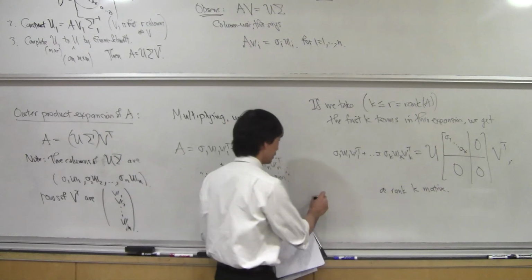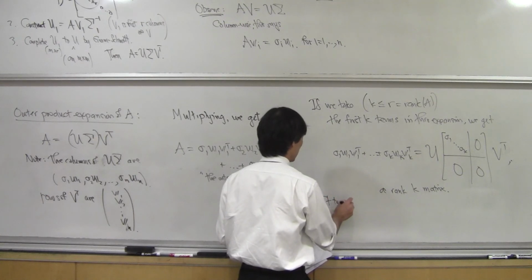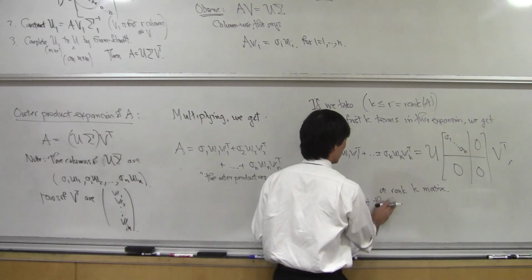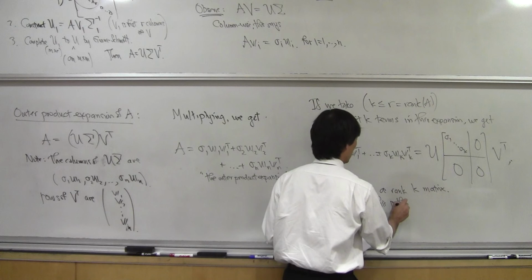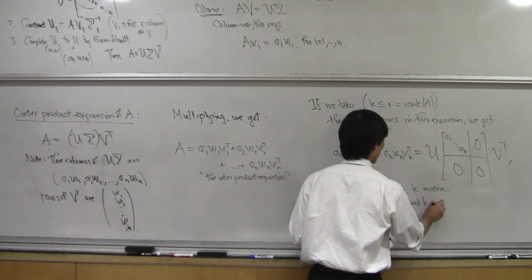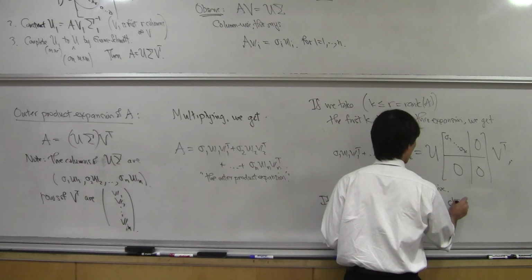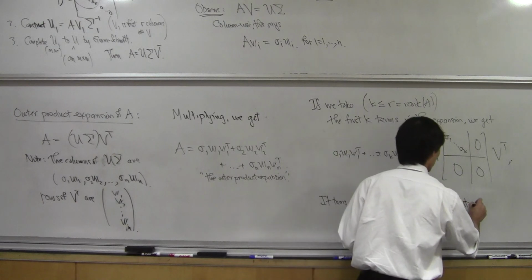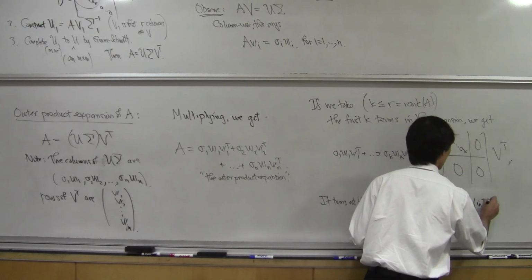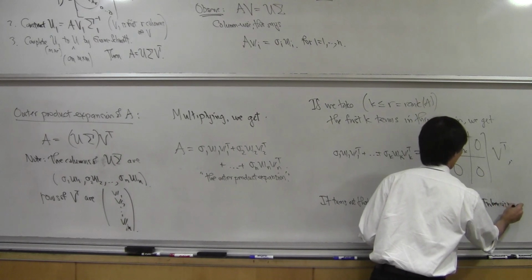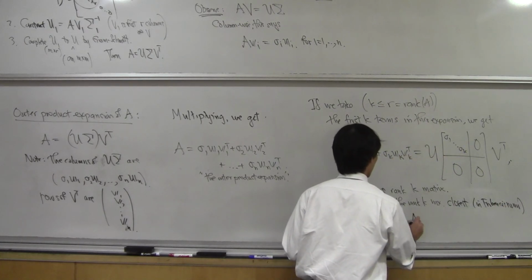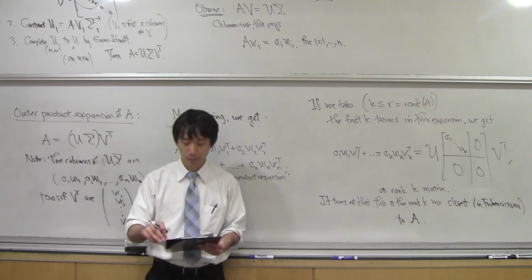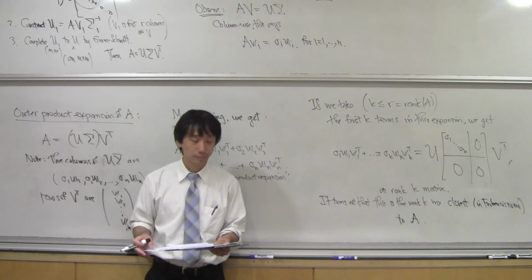It turns out that this is the rank k matrix closest in Frobenius norm to A.